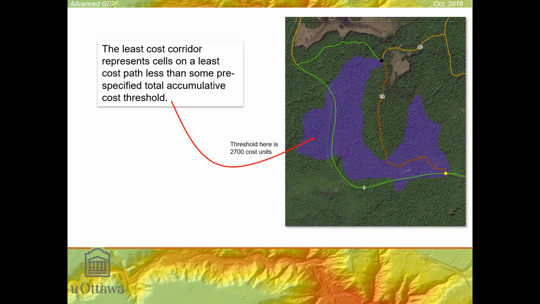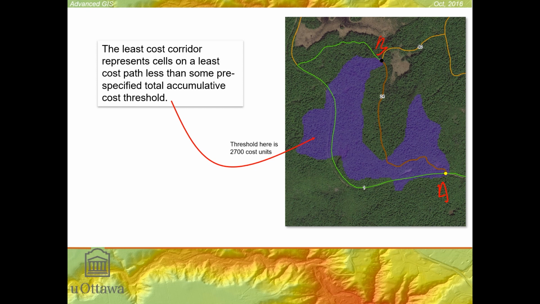Here's an example using a threshold of 2,700 cost units between junction B and A, which was our start and destination that we'd called them before. So our start point A and destination B. Here, the purple area represents the corridor within which no path will be greater than 2,700 cost units to go between A and B. And that then is called the least cost corridor.